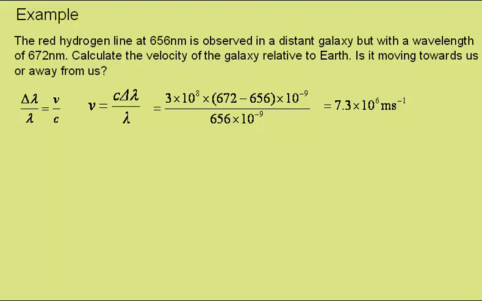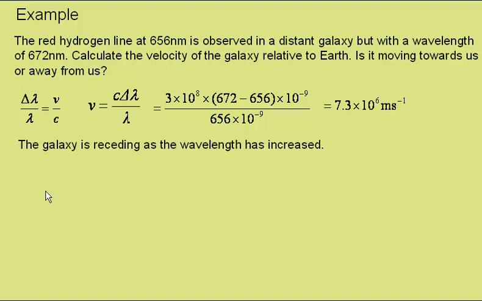It's very easy in a question like this, in an exam situation, to forget to do this last part of the question, which can lose a valuable mark. So, is it moving towards us or away from us? It's an increase in wavelength. The light has been redshifted, so the galaxy is receding. The wavelength has increased.